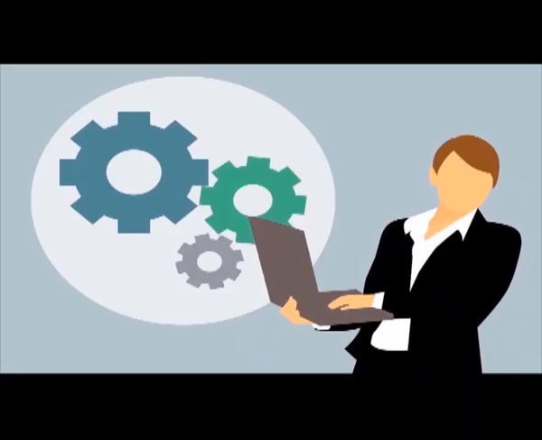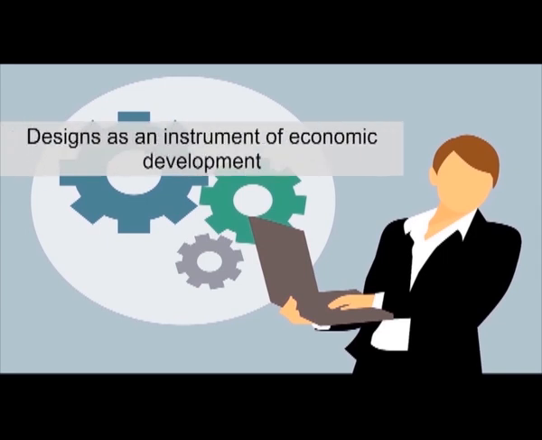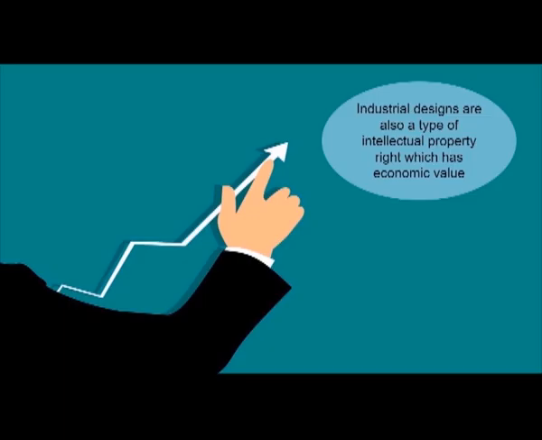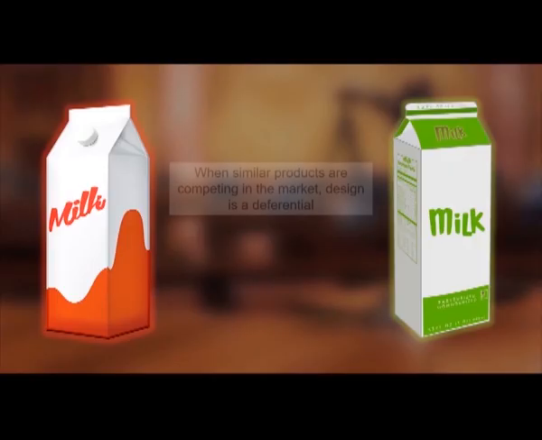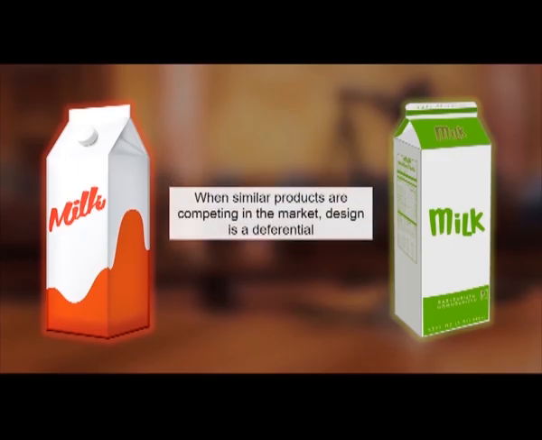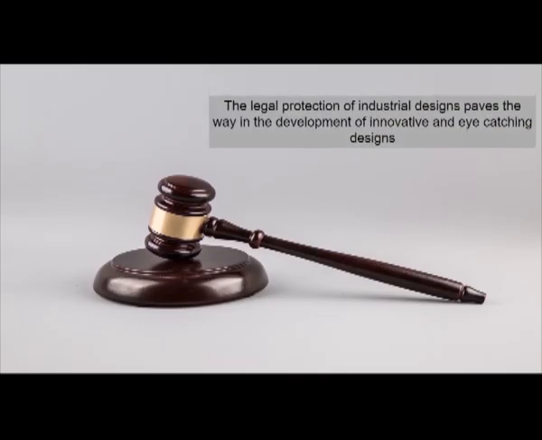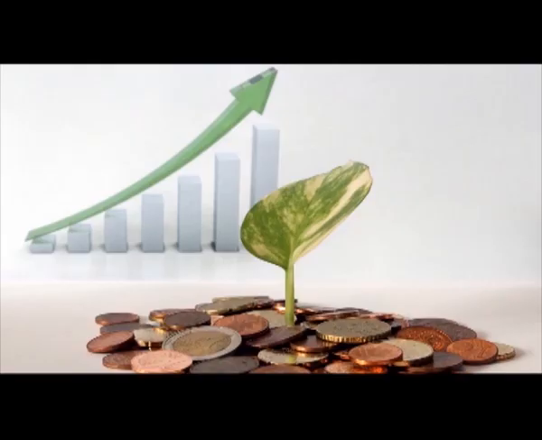The next very important IP is design. Now, design is also an instrument of economic development. First, let us understand what designs are. Industrial designs are also a type of intellectual property which has very good economic value. When similar products are competing in the market, design is the differential. The legal protection of industrial designs paves the way for the development of innovative and eye-catching designs. The legal protection of design accelerates industrial progress and fosters the economy.